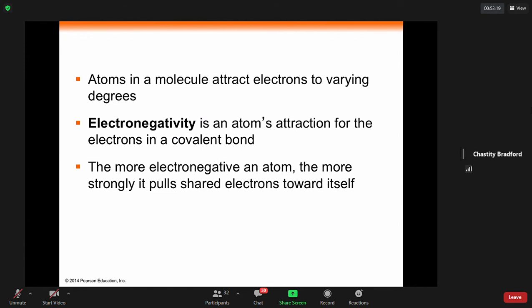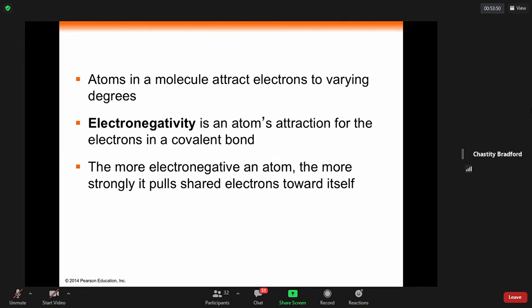Okay. Now, atoms in a molecule can attract electrons to varying degrees. I want you to listen. Atoms in a molecule, think about hydrogen, that one atom. Think about oxygen, we're talking about those valence electrons, those 6 that are sitting out there. Those atoms can attract electrons to varying degrees.